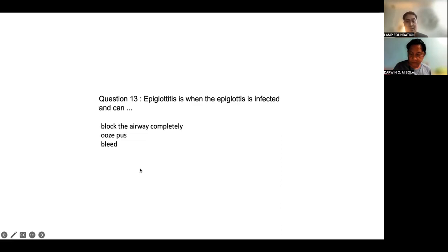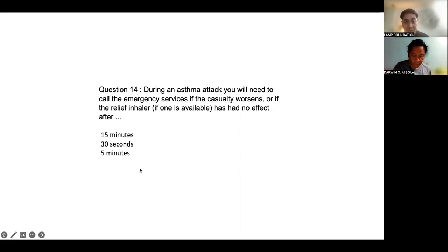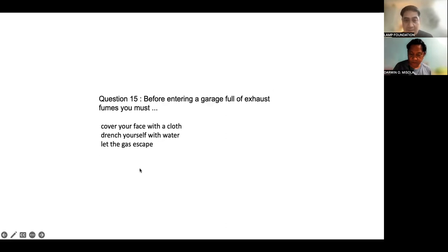Epiglottitis is when the epiglottis is infected and can block the airway completely. During an asthma attack, you will need to call the emergency services if the casualty worsens, or if the relief inhaler, if one is available, has had no effect after 5 minutes.